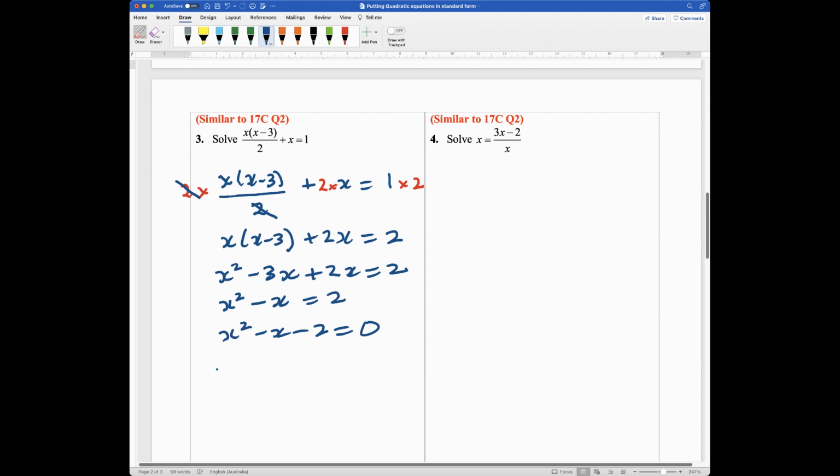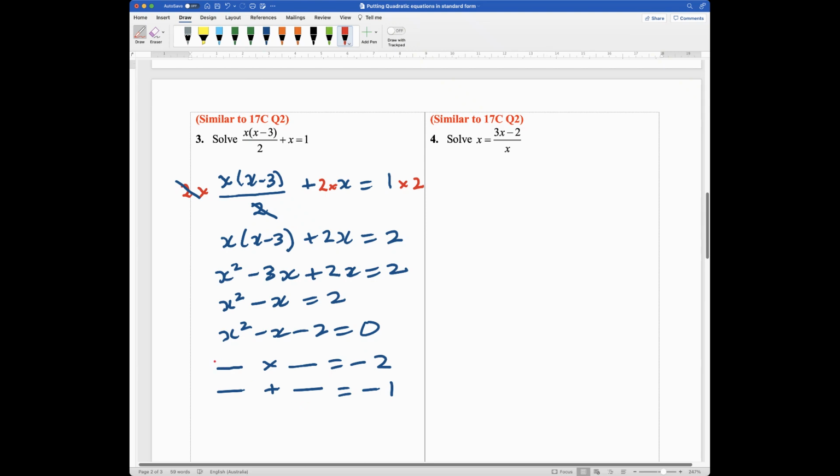So you want two numbers which multiply to give the constant term, which is negative 2, and two numbers which add to give the coefficient of x, which is negative 1. All right, so you can pause the video if you want and try and think about what those numbers might be.